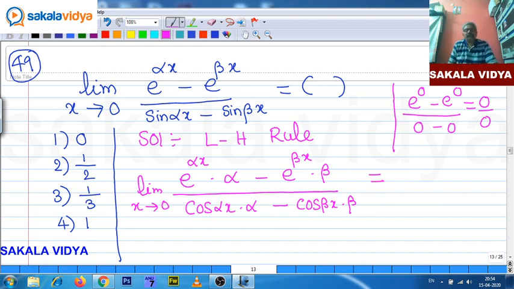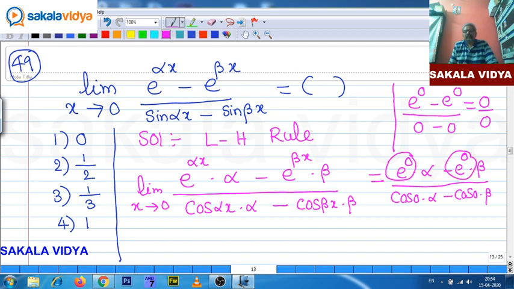So now here we get e^0 into α minus e^0 into β upon cos 0 into α minus cos 0 into β. Here e^0 is 1, cos 0 is 1. So we have 1 into α minus 1 into β, α minus β, by similarly α minus β. So we get 1. So the fourth option is the right option.